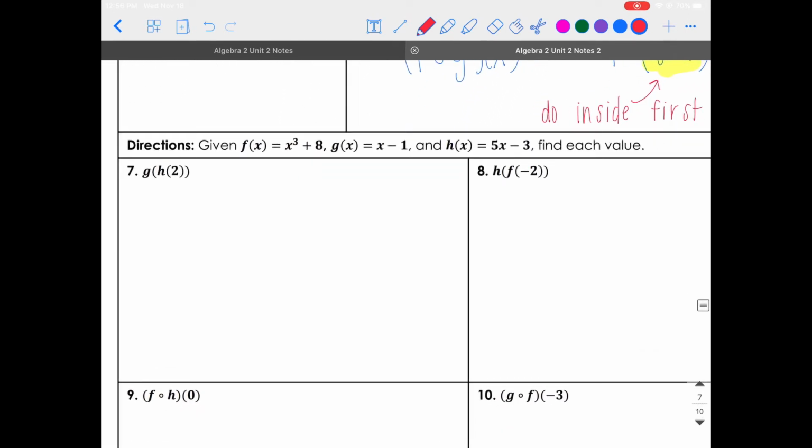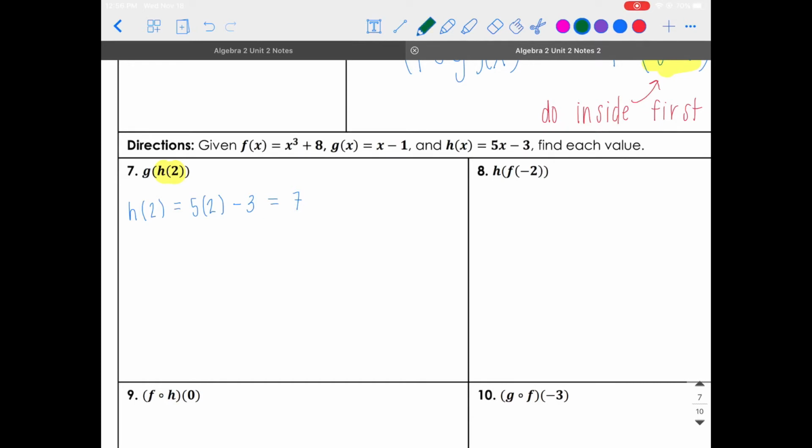So number 7 says g of h of 2. I'm not plugging in 2 for both g and h. We start with the one that's on the inside. So the first thing I have to do is plug in 2 for h, in the function of h. So that would be 5 times 2 minus 3, which is 7. 5 times 2 is 10, minus 3 is 7.